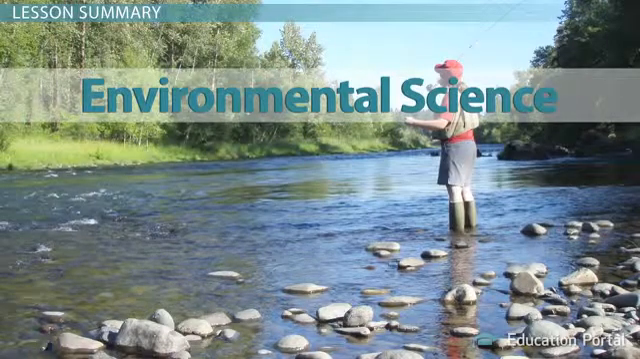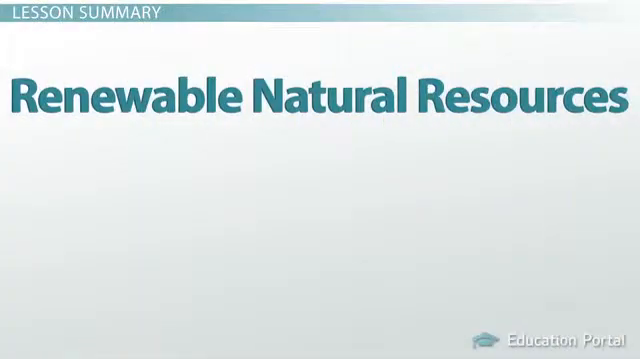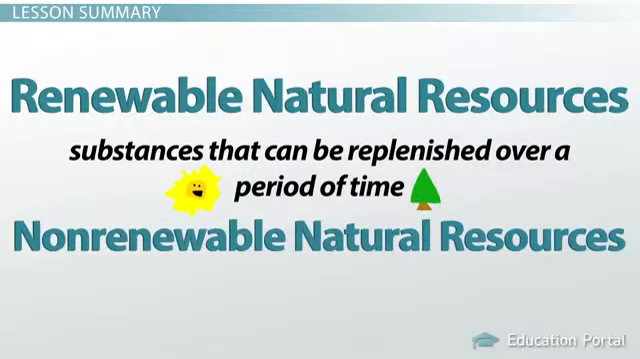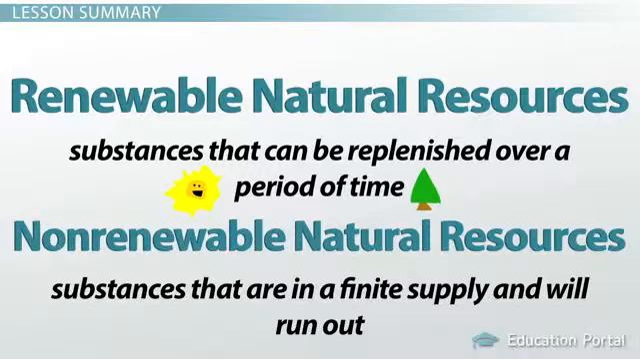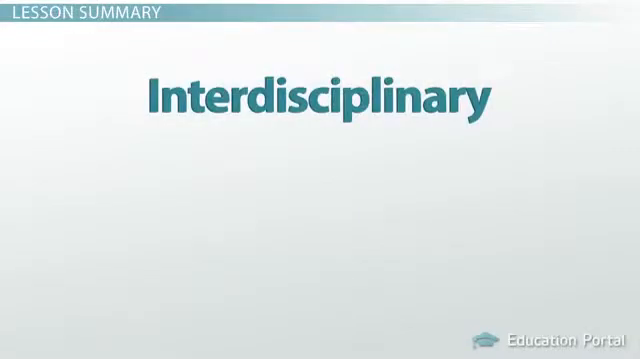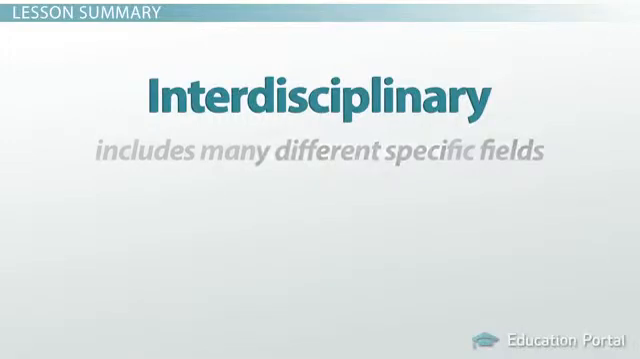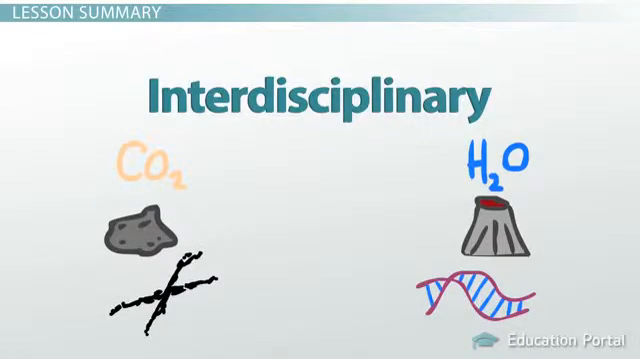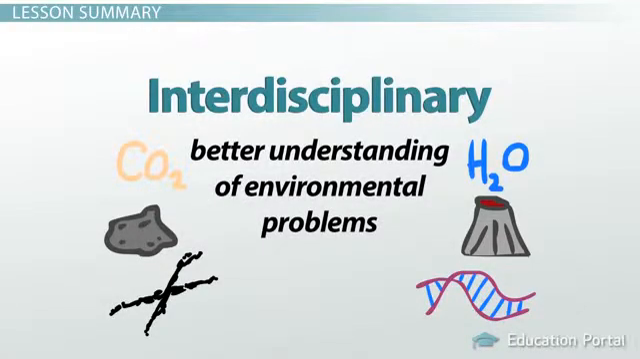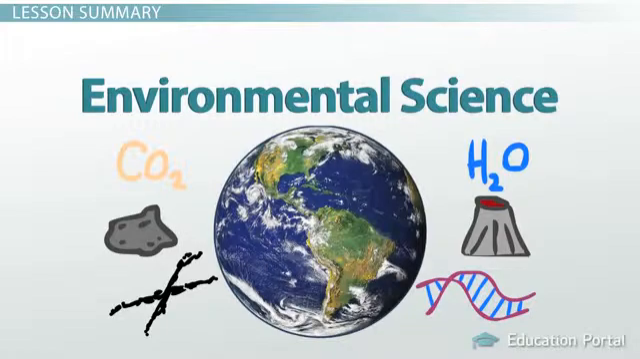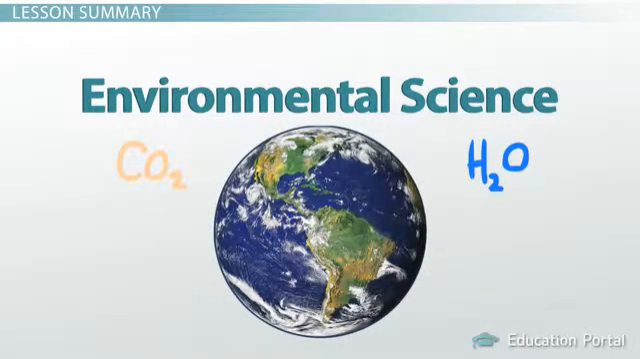In particular, environmental science is used to study how humans utilize renewable natural resources, which are substances that can be replenished over a period of time, such as sunlight and timber, and also how humans use non-renewable resources, which are substances that are in finite supply and will run out, such as crude oil and minerals. The field of environmental science is very interdisciplinary and includes many different specific fields. By combining many different disciplines, those that study environmental science can gain more insight into the environment and obtain a better understanding of environmental problems and possible solutions to these problems. Environmental science is a very collaborative field, with people from many different fields working together to ensure the future of our environment and our entire planet.